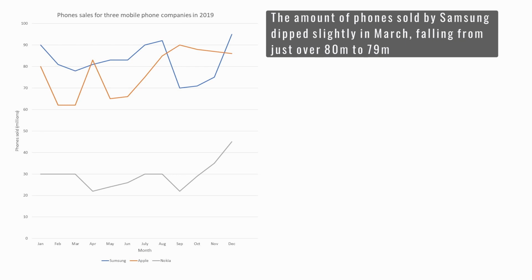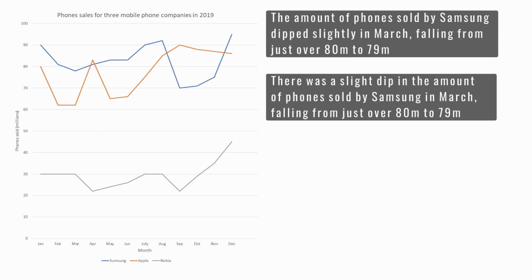The amount of phones sold by Samsung dipped slightly in March, falling from just over 80 million to 79 million. There was a slight dip in the amount of phones sold by Samsung in March, falling from just over 80 million to 79 million.